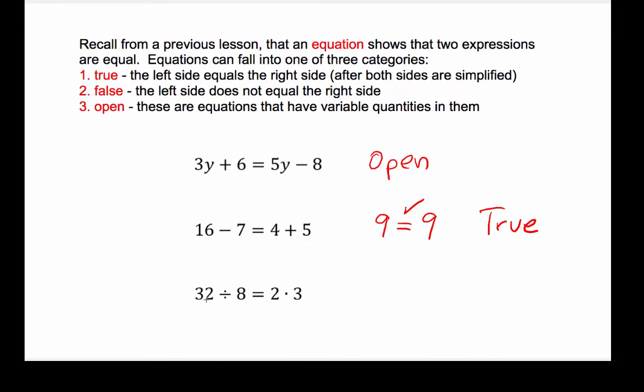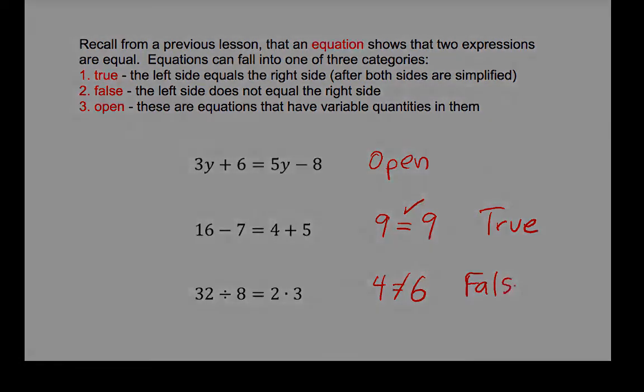Our third equation, we have 32 divided by 8 equals 2 times 3. Again, all numbers, so we can simplify both sides. 32 divided by 8 is 4. 2 times 3 is 6. Those two are not equal, so that is a false equation.